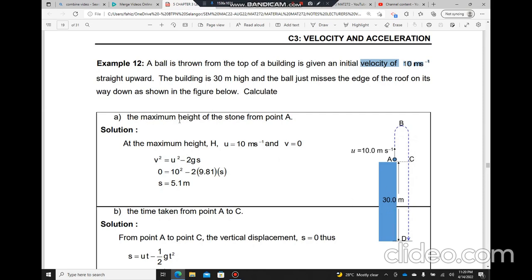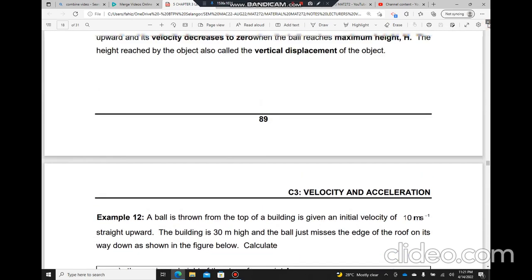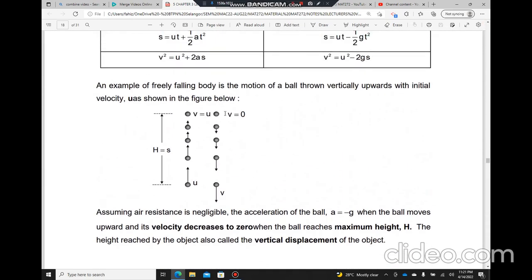Okay, so dia nak the maximum height of the stone from point A. So maximum height means daripada A, maknanya dia bergerak ke B. B is a maximum height. Okay, so at the maximum height, u equals to 10 and v equals to 0. So tadi kita dah tengok untuk kedudukan yang paling tinggi dekat sini, maximum height, v is equals to 0. Laju kat sini, v dia sama dengan u. u yang asal tadi kan, berada kat sini, v equals to u.